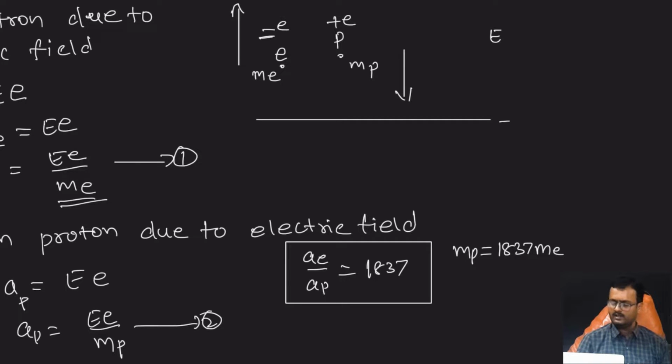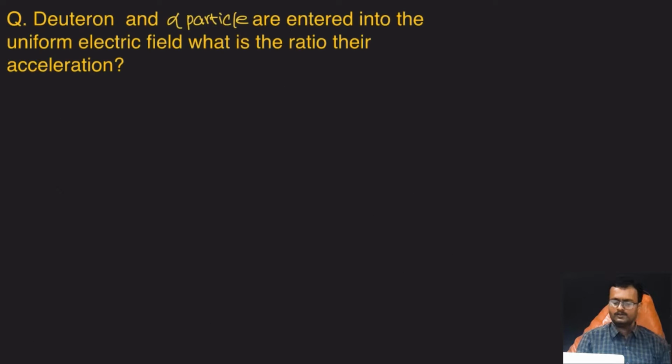So acceleration of electron is greater than acceleration of proton by 1837 times. Deuteron and alpha particle are entered into the uniform electric field. What is the ratio of their accelerations?